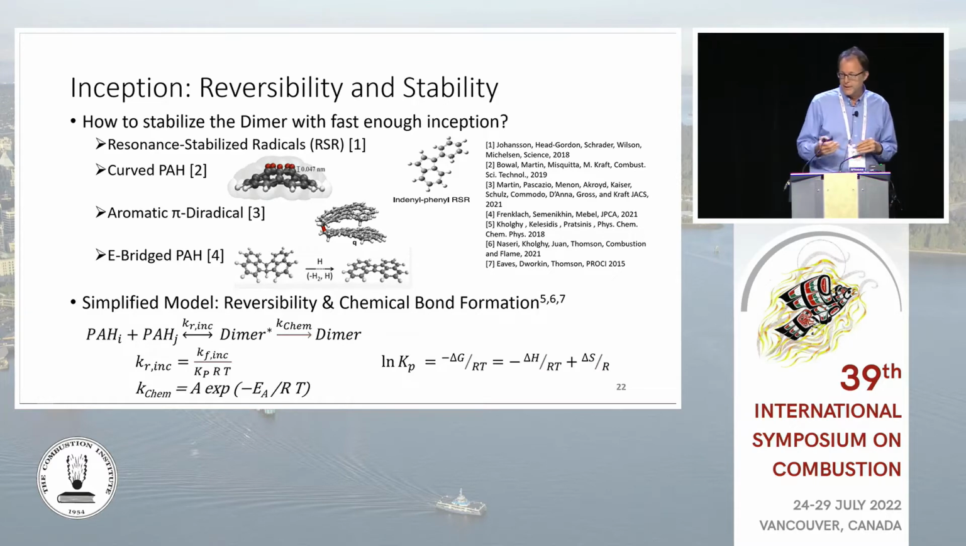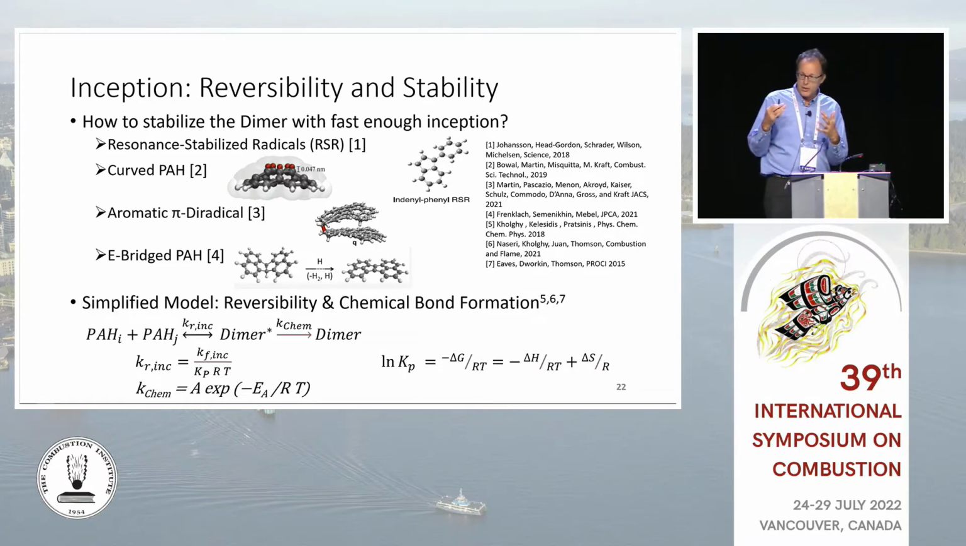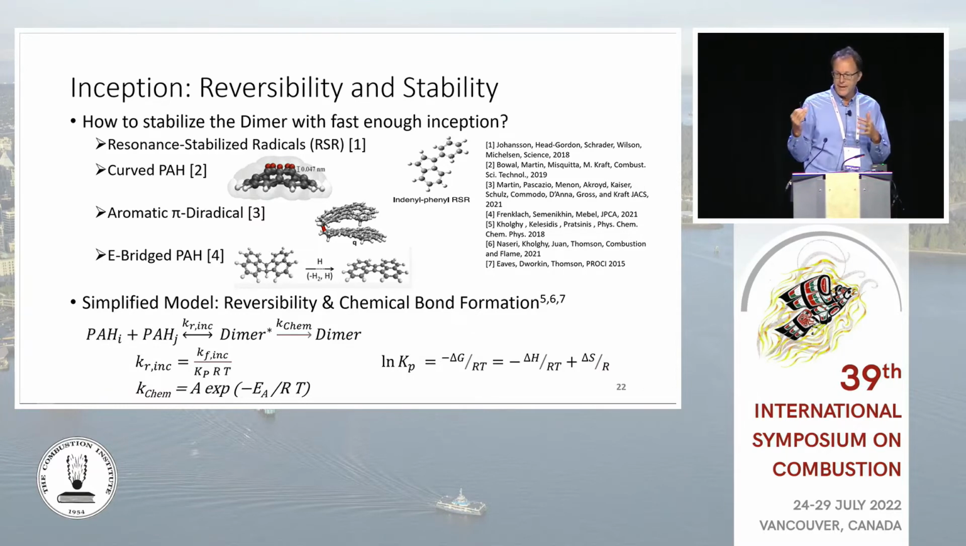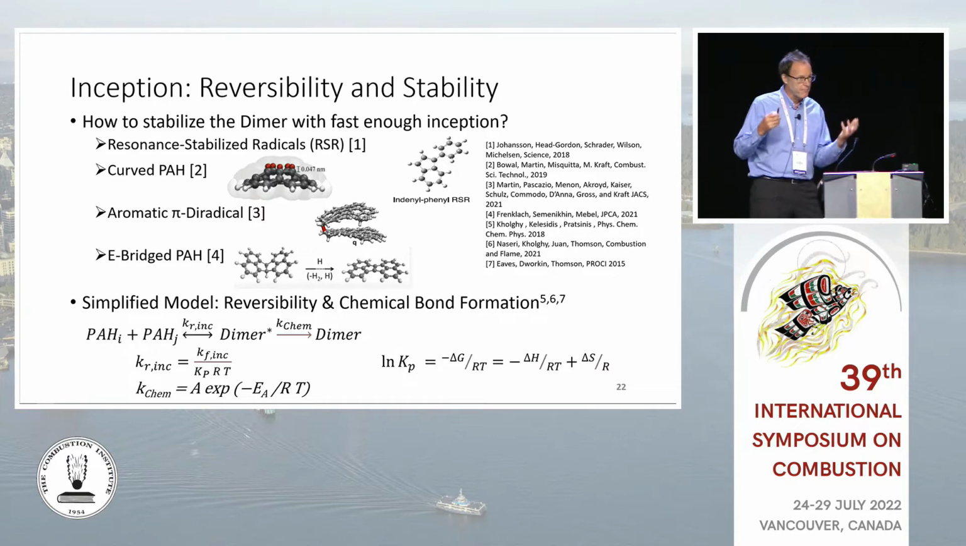One model that has been implemented by Reza Kolgi and coworkers is where you have a reversible formation of the dimer, so PAHs collide and reversibly form a dimer, and then you have a chemical bond formation to make a stabilized dimer. And this possibly could be an approximation of, for instance, the aromatic pi diradical route, where you have a collision and then you have a bond forming. But we need to find ways to bring some of that detailed information into more flame models, which are happening at a much larger scale of modeling.